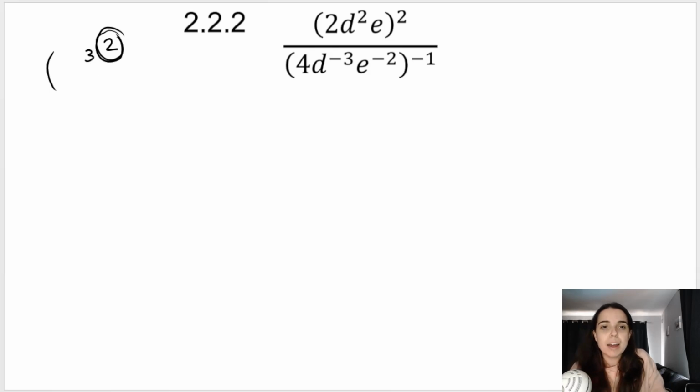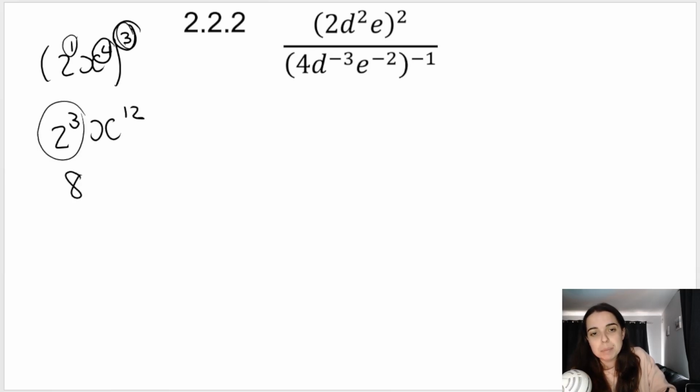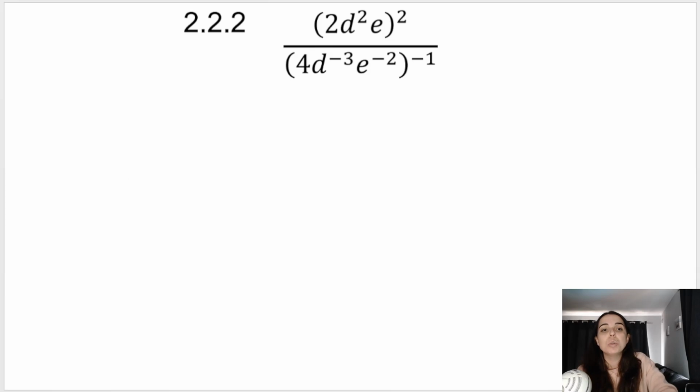And this rule applies even if I have numbers inside brackets. So say I have 2, x to the power of 4, and that exponent is 3. This number over here has an exponent of 1. So it is 2 to the power of, what's 1 times 3? 3. And this 4 times 3. So x to the power of 12, and then 2 to the power of 3 can be written as 8. I hope that makes sense. So you apply the power inside times power outside rule to everything inside the bracket.